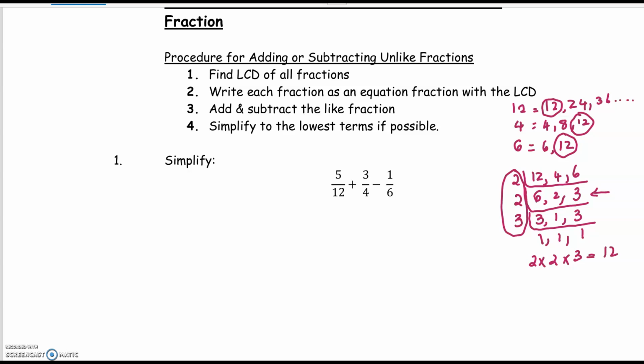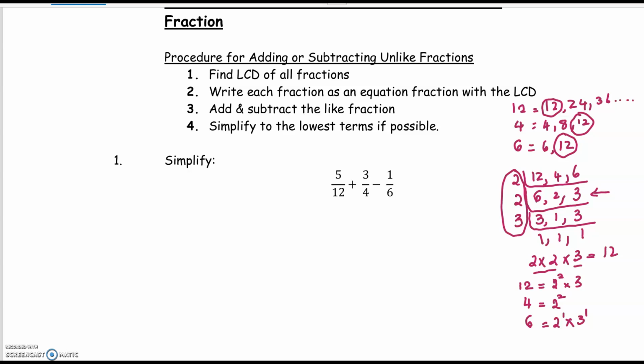What's the other method? The other method is the prime factorization method, which means we break down the numbers into prime factors. 4 times 3 is 12. So that is 2 to the second power times 3 is 12. 4 is 2 squared. 6 is 2 to the 1 times 3 to the 1.